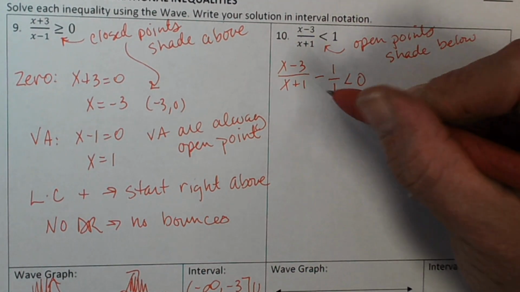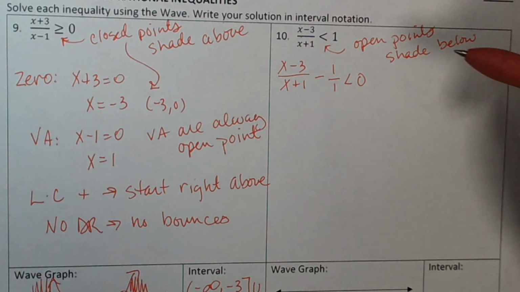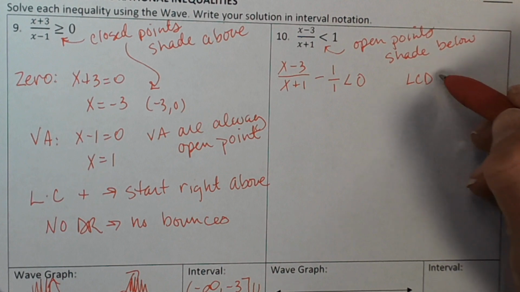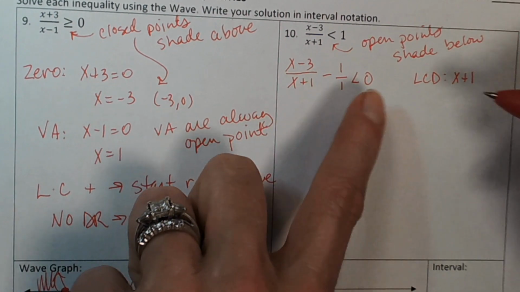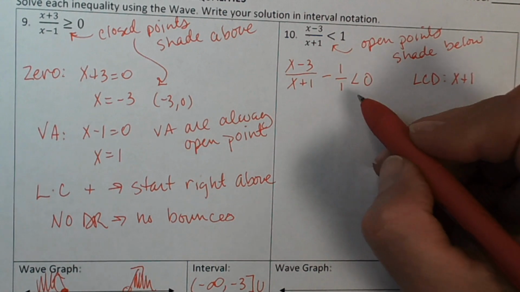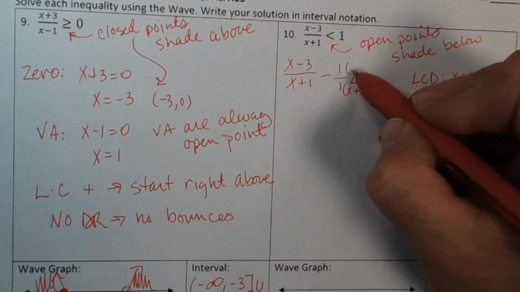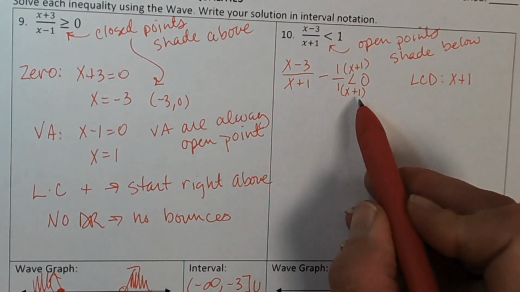Okay, so with these two, we don't want to multiply through by the least common denominator. When we're doing inequalities, we are always keeping it equal to 0. Okay, and we need the fraction part of it. So my least common denominator, I have an x plus 1, and then I have a 1. So I don't really need to do anything with that. So that means that this fraction needs to get an x plus 1 in the denominator and an x plus 1 in the numerator. All right, now I see that I have a common denominator.